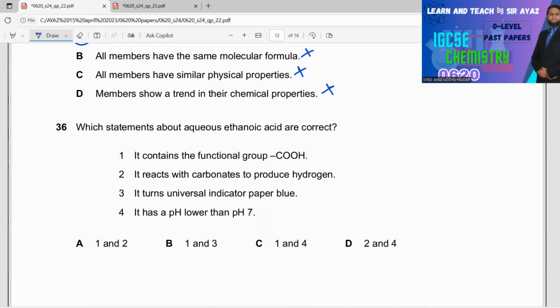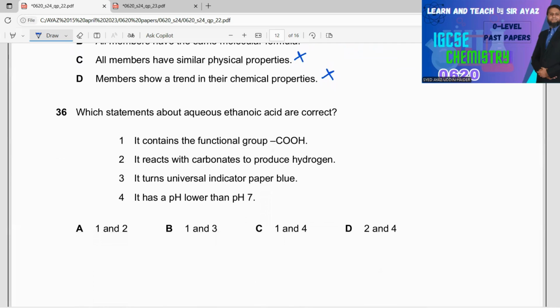36. Which statements about aqueous ethanoic acid are correct? 1. It contains the functional group COOH. Yes, this is correct. So if 1 is correct, so A, B, C, we can have the answer from these. D is surely incorrect. 2. It reacts with carbonates to produce hydrogen. It produces carbon dioxide. So 2 is incorrect. We are left with B and C.